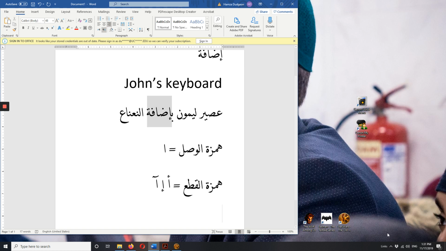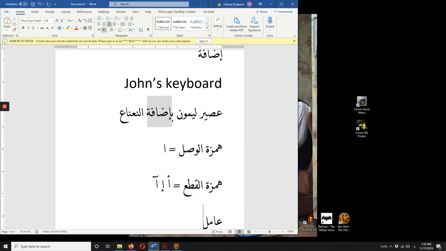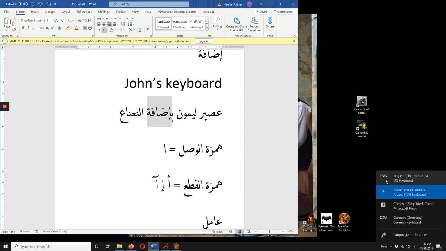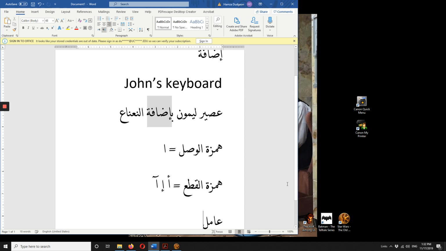Oh, gotta switch it over here. Amal, which means worker. That's what it literally means. That's the linguistic meaning, is worker.